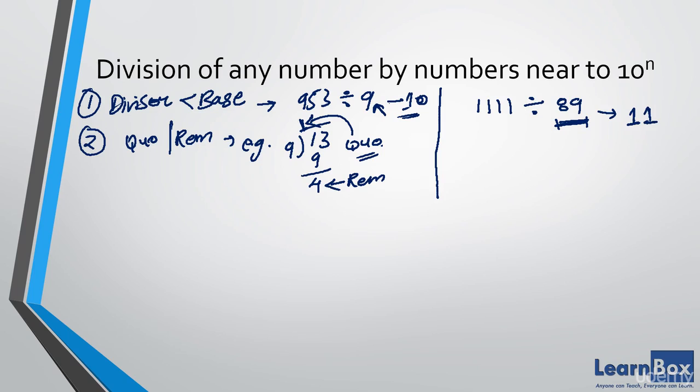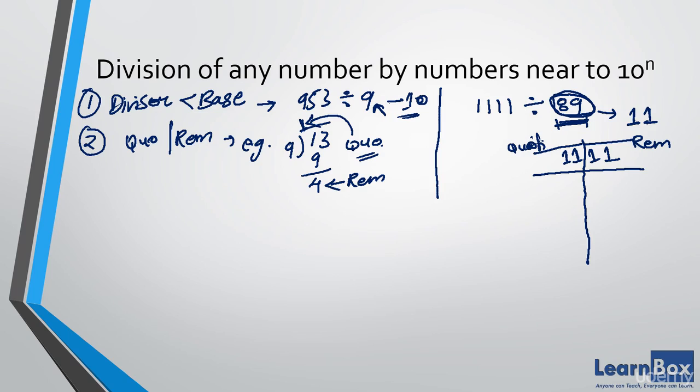Now we'll write the number which is the dividend, 1111 here, and we'll draw a line after 2 digits. Why are we drawing a line after 2 digits? Because 89 is a 2-digit number with base as 100 and 100 has 2 zeros, so the remainder will have only 2 digits.